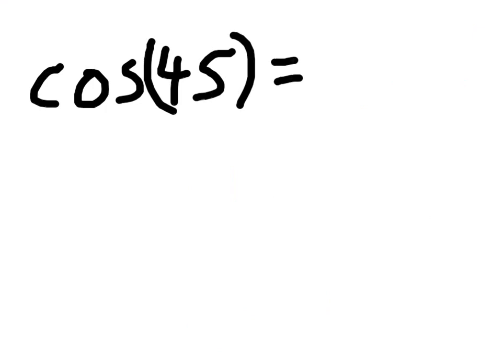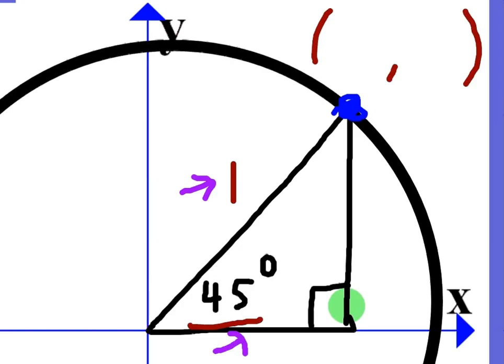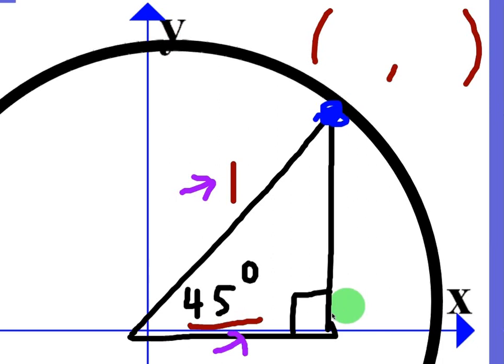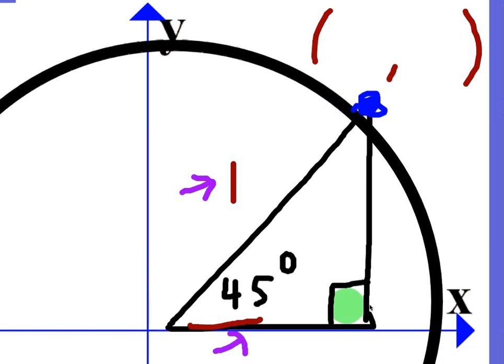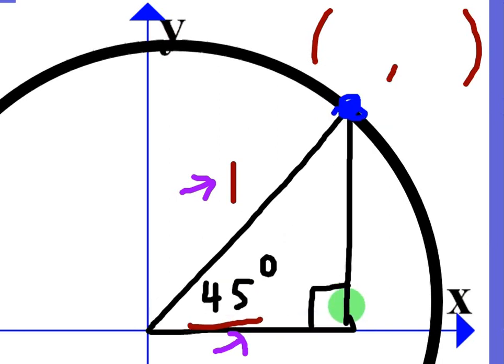Now remember, the definition of cosine is what? Adjacent over hypotenuse. So if you take a look at this triangle, this would be the adjacent side, and this would be the hypotenuse, and we can see, again, the adjacent side is just going to be whatever this x value is of this point right here. So we're going to write it as x over 1 for cosine of 45.